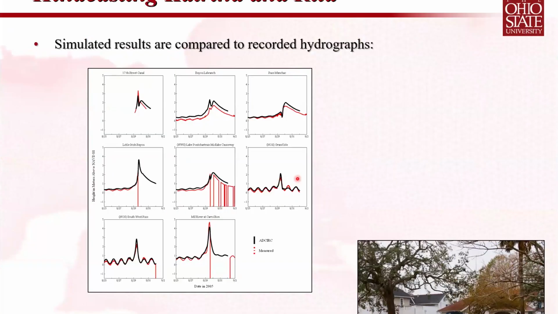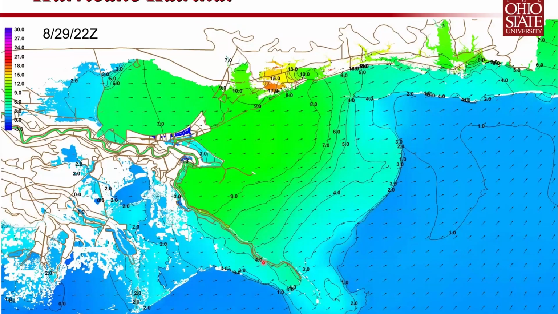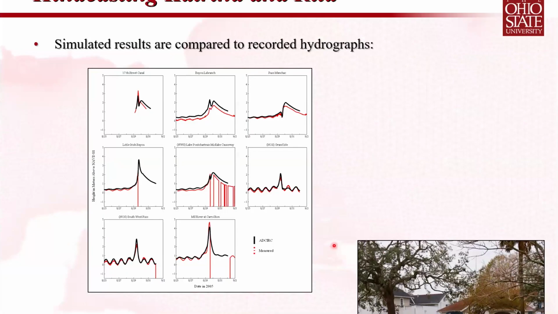All right, so of course you can produce all kinds of pretty pictures like this, but from that, then we need to actually compare to recorded data. We do that in basically two ways. One is we can look at recorded hydrographs. So the plots here are showing some hydrographs at various spots around the area.